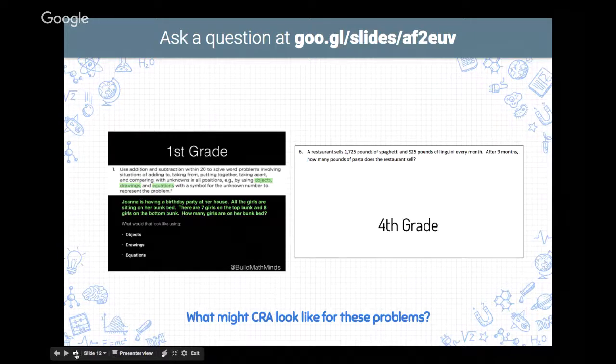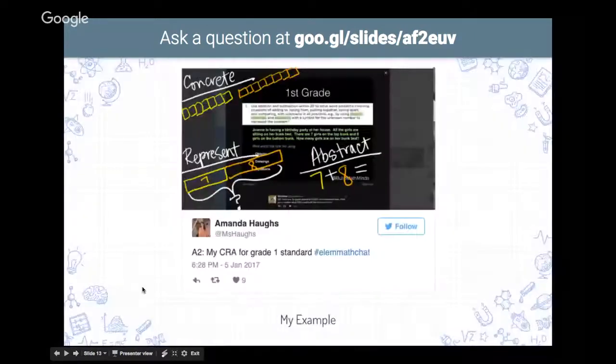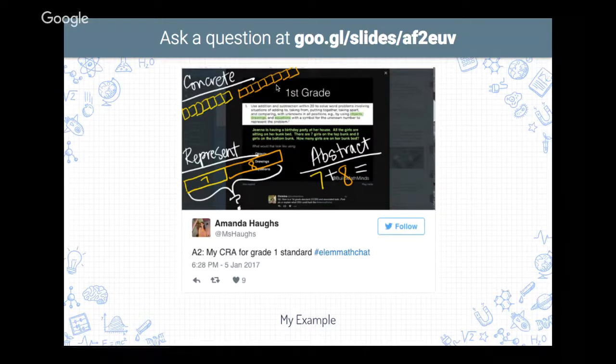For my example, I went with the first grade sample, and I said, well, my concrete would probably be with some kind of counters or place value blocks or linking cubes. Maybe take the linking cubes and have the girls on the top bunk, and then a different color for the girls on the bottom bunk. Then we could physically count the girls on the top and the girls on the bottom, and maybe even put the linking cubes on top of each other, a layer on top, a layer on bottom. And that could be our concrete example.